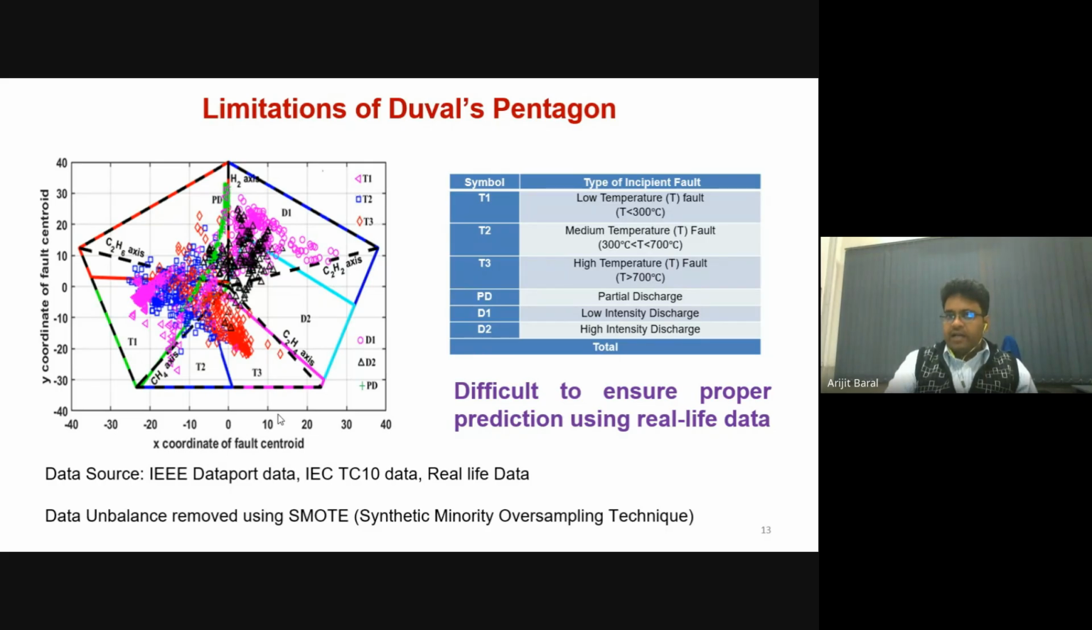And until and unless you have a balanced training data set, you will not be able to use it for any kind of machine learning technique, because that will give you a biased training. It will be predicting very well a few faults or features, but whichever category is scarce in number in the training data set, it will not be that effective for that category. So this brings us to the application of what is known as SMOTE, synthetic minority oversampling technique.